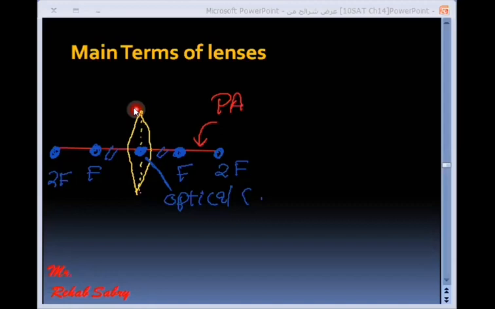Okay, if we want to make a concave lens, we will make the same. Number one, we will draw a line.